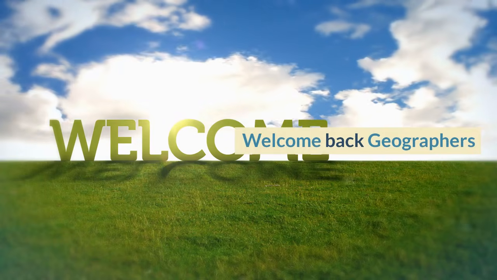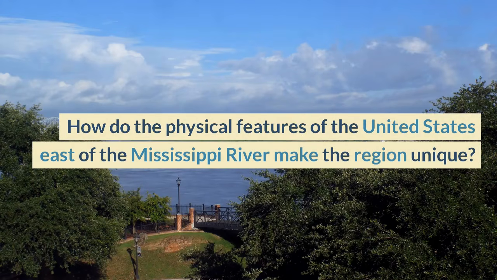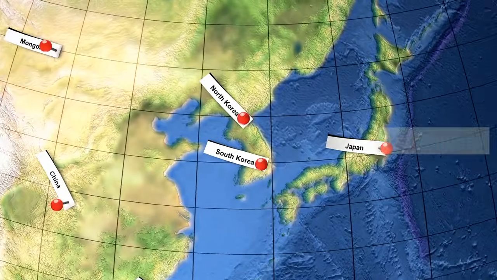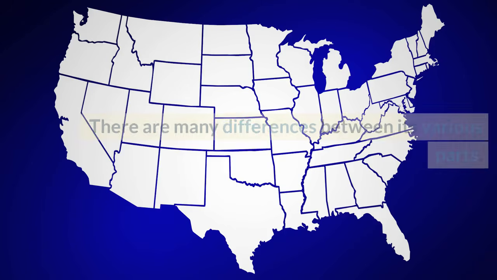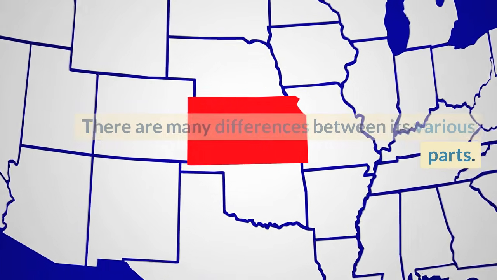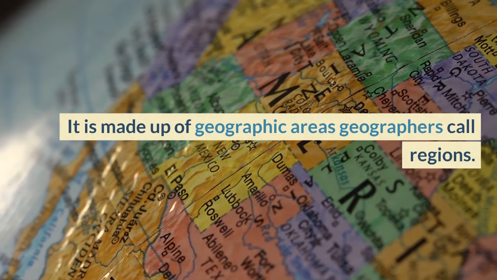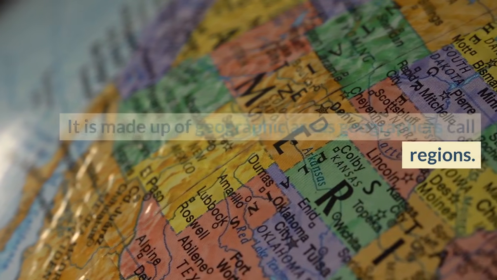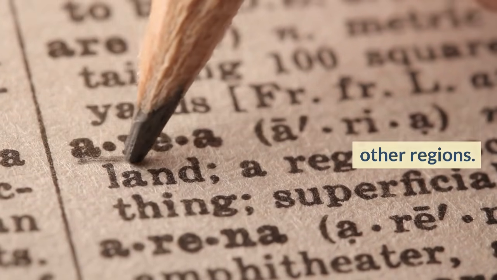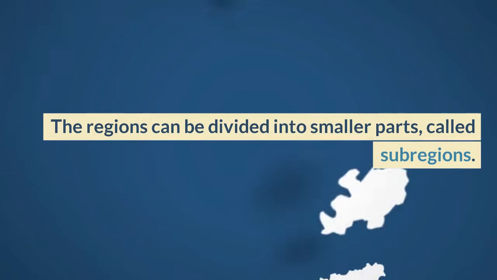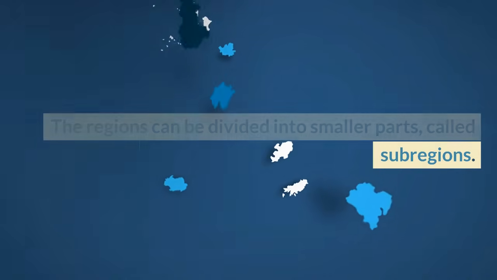Welcome back, geographers. How do the physical features of the United States east of the Mississippi River make the region unique? The regions. The United States is very large. There are many differences between its various parts. It is made up of geographic areas geographers call regions. Each region has features that make it different from other regions. The regions can be divided into smaller parts, called subregions.